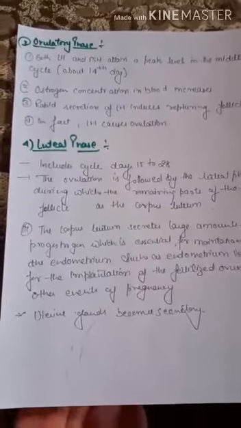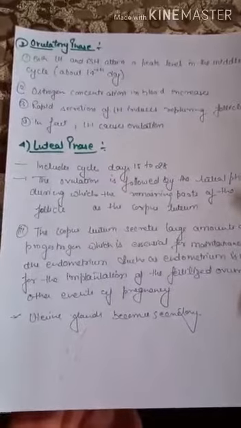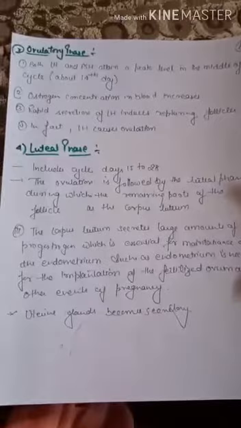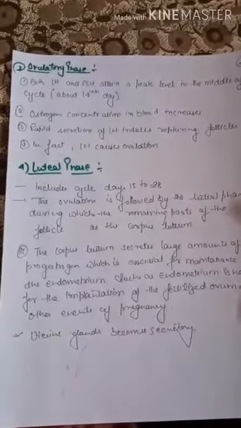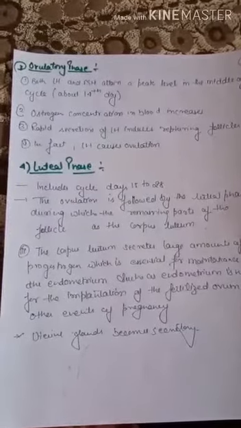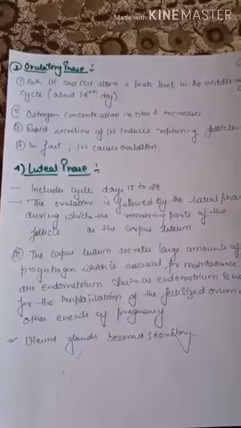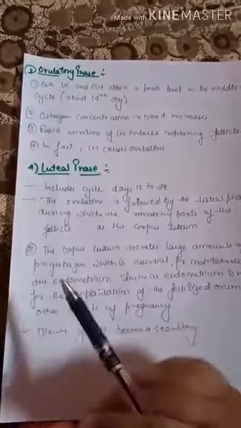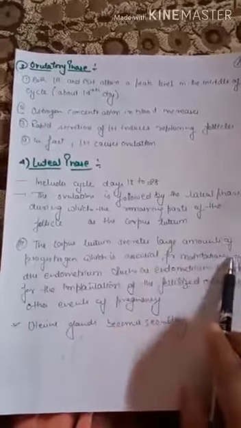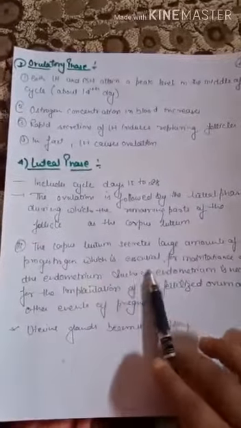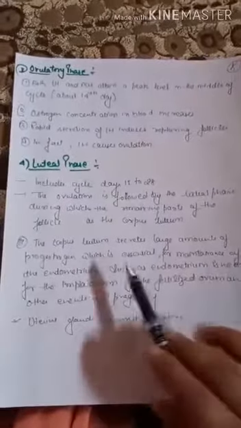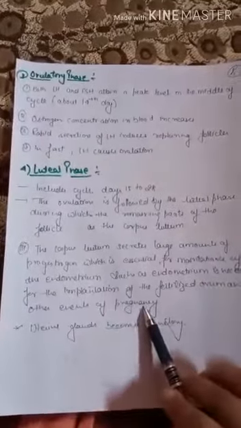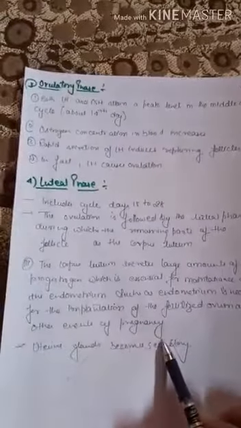Next is luteal phase, the most important phase, which includes cycle days 15 to 28. Ovulation is followed by the luteal phase, during which the remaining part of the follicle forms the corpus luteum. The corpus luteum secretes large amounts of progesterone, which is essential for the maintenance of the endometrium. Such an endometrium is necessary for the implantation of the fertilized ovum and other events of pregnancy. Uterine glands become secretory.